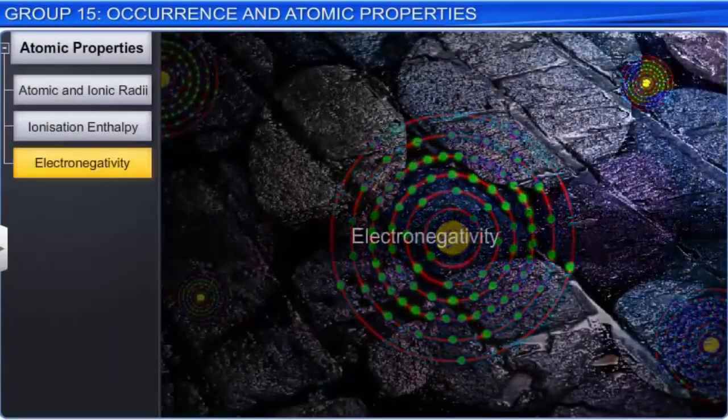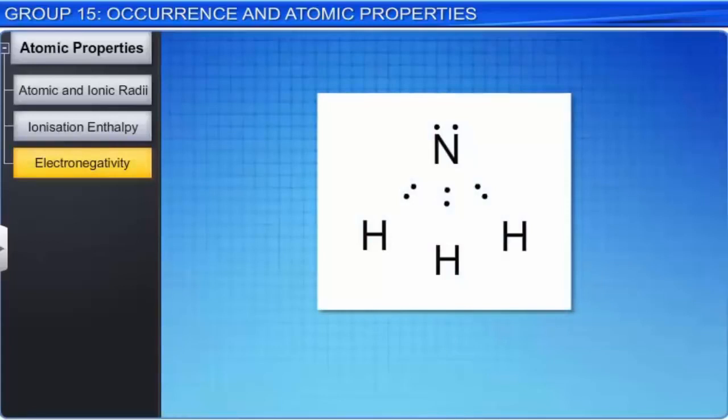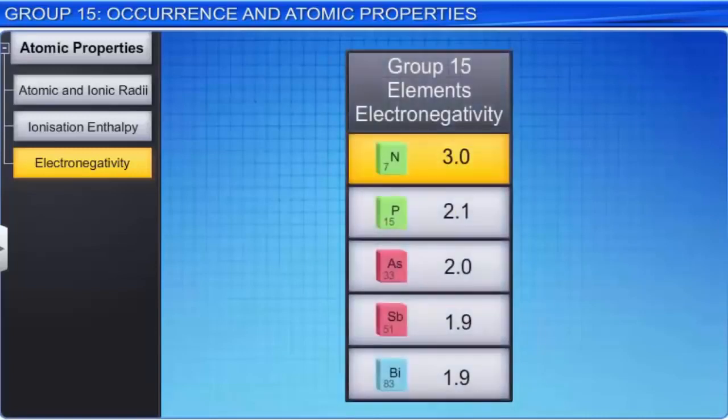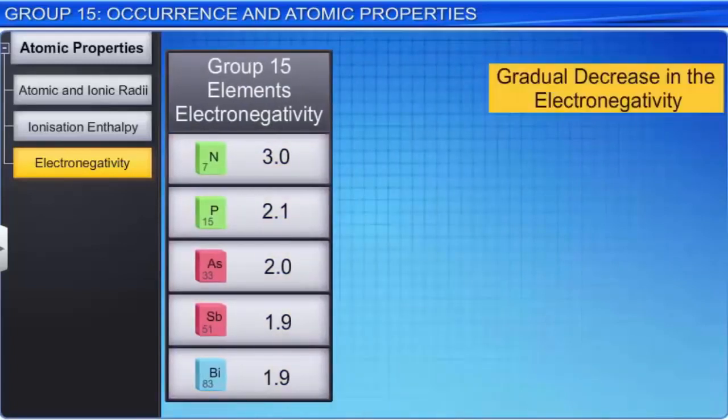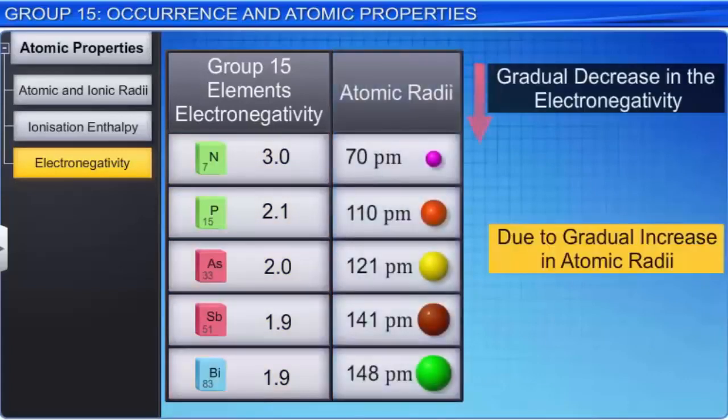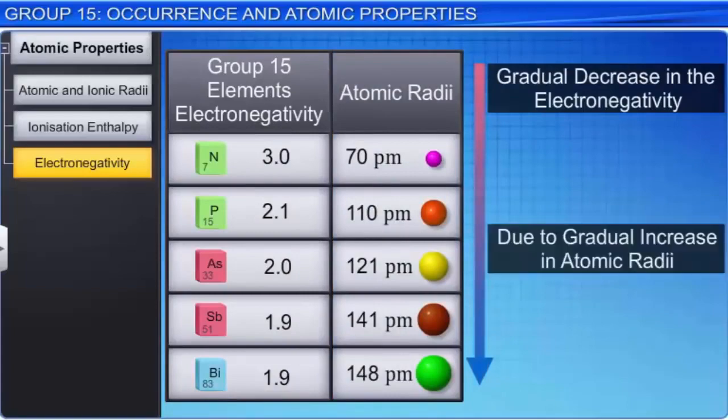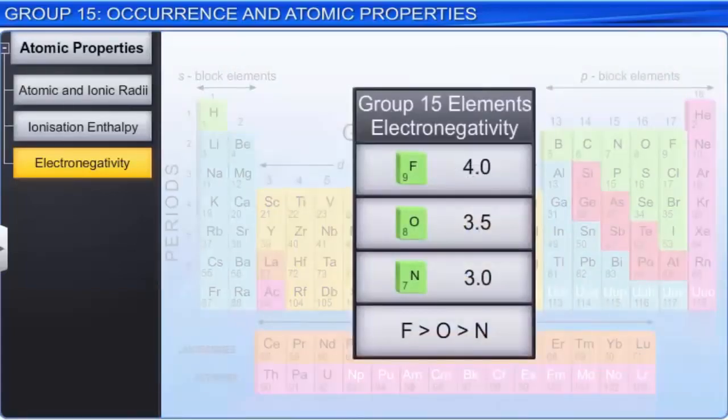Finally, let's look at electronegativity. You know that electronegativity is the tendency of an atom to attract a shared pair of electrons more towards itself. The values of electronegativity of these elements are listed in the table here. As you can see from the table, the electronegativity decreases gradually on moving down the group from nitrogen to bismuth, due to the corresponding increase in the atomic radii. Note that after fluorine and oxygen, nitrogen has the highest electronegativity.